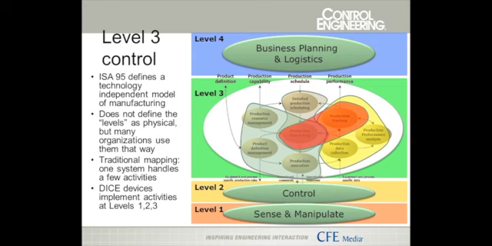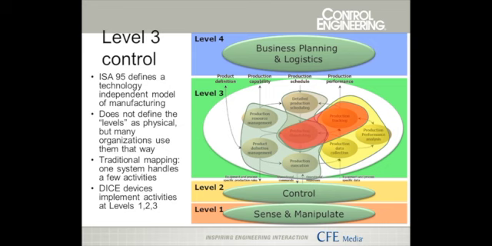People are using the ISA 95 models to define the levels, and many people are saying that these don't apply as we move into the IoT world, or the Industrial Internet of Things world. But the bottom line is that these activities still have to occur. The 95 model is really technology independent, but a lot of organizations use them that way. And traditionally, it's because one system handles a few activities. So one system handles all of the scheduling, all of the dispatching, all of the data collection.